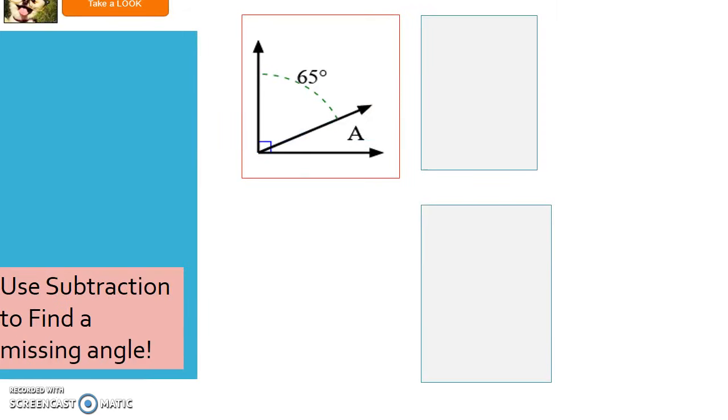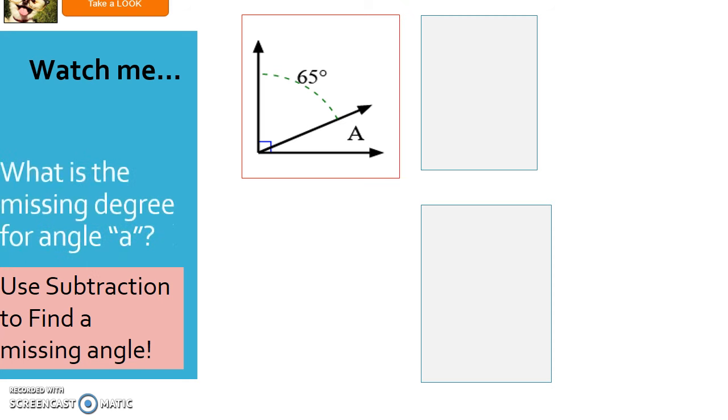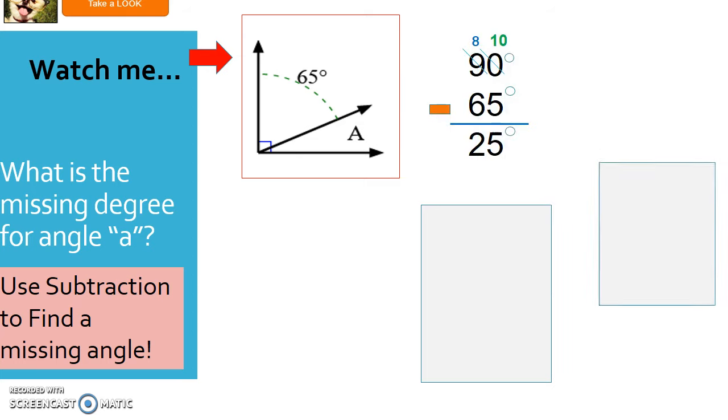Take a look here. Watch me as I demonstrate. We're going to find the missing degree for angle A right here. So far we do recognize this is a square right here, so this is a 90-degree angle. And this part of this angle is already telling us that it's 65 degrees. So if we have a 90-degree angle and we subtract 65 degrees from it, then we'll find that missing angle of 25 degrees. And that's what the letter A angle is, 25 degrees.